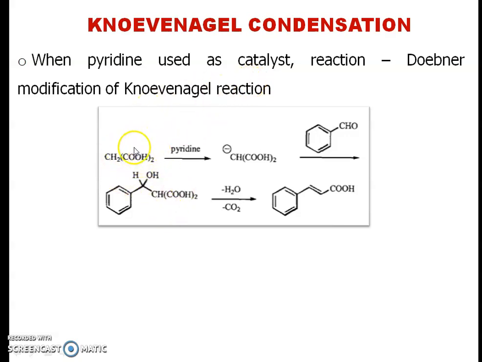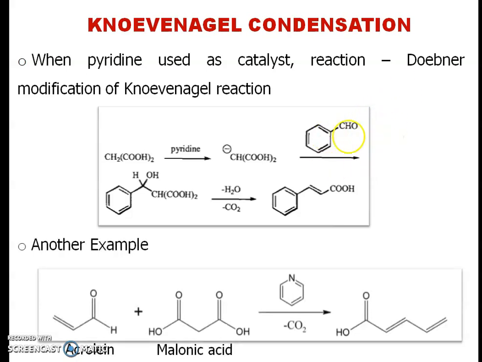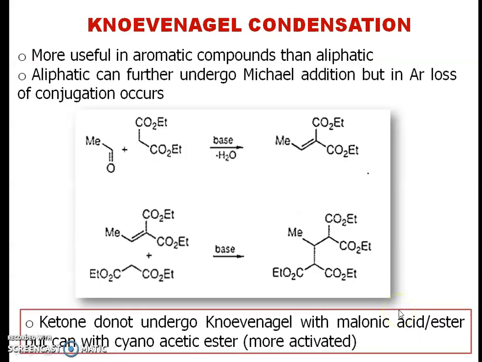So malonic acid in the presence of pyridine first forms an enolate. This enolate can be added to the aldehyde and forms a product like this. Finally, it gets dehydrated to give cinnamic acid. The only difference is the catalyst. You can use pyridine instead of piperidine. This is called the Doebner modification reaction. Another example: acrolein can be treated with malonic acid in the presence of pyridine, and it forms a conjugated acid like this.